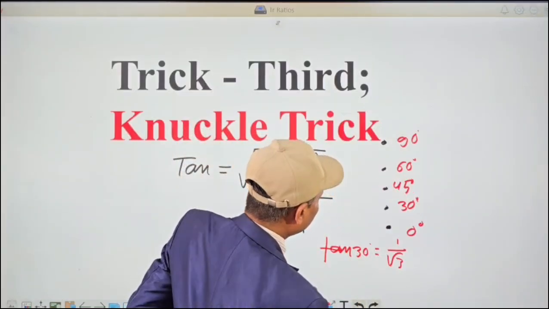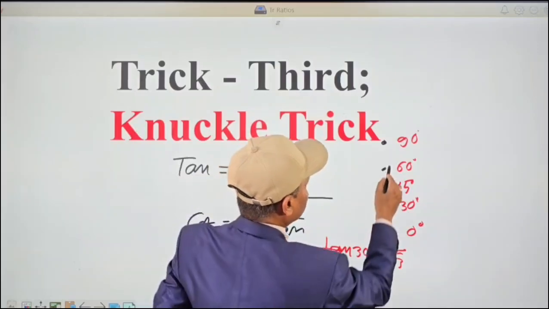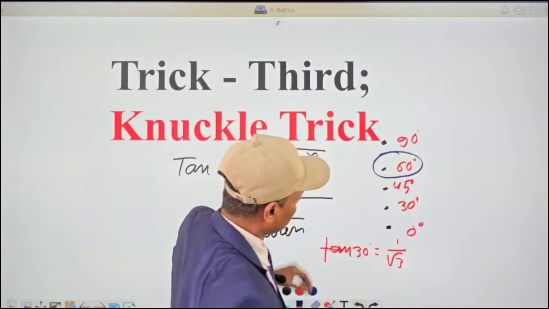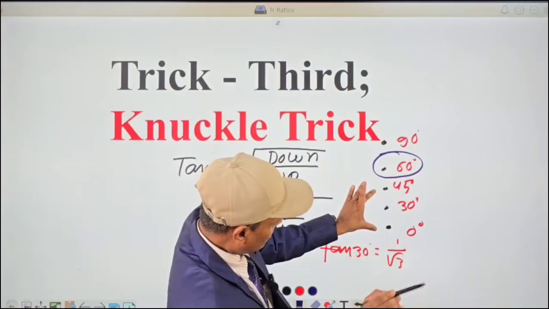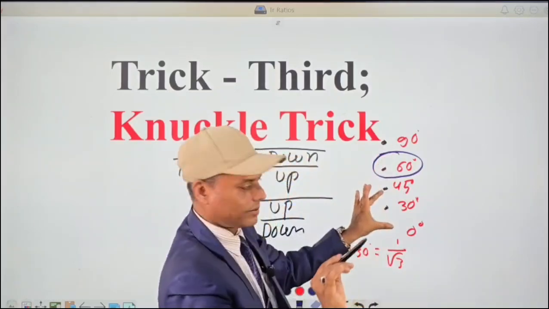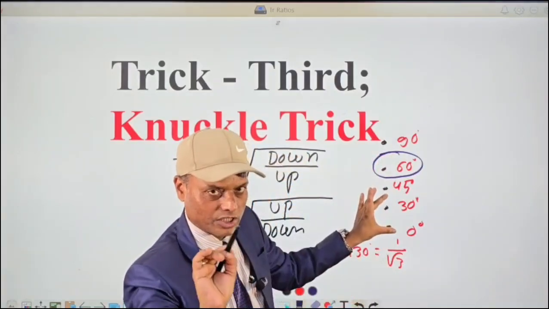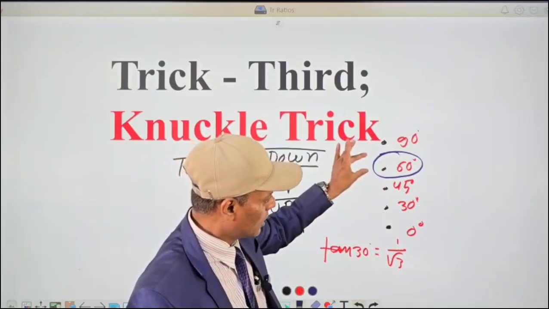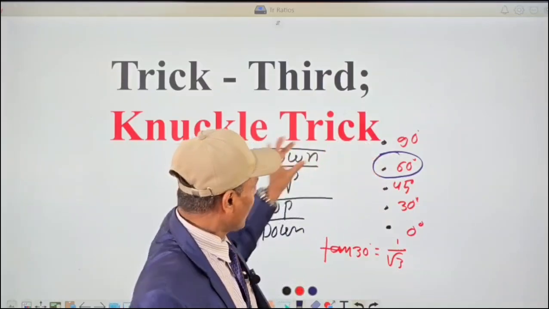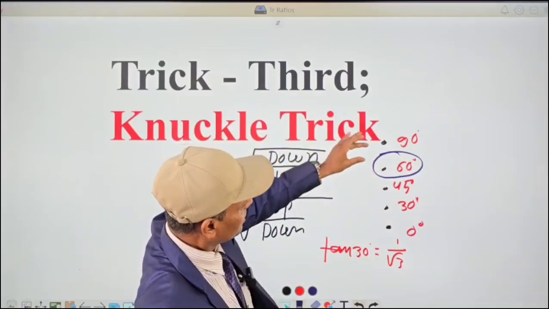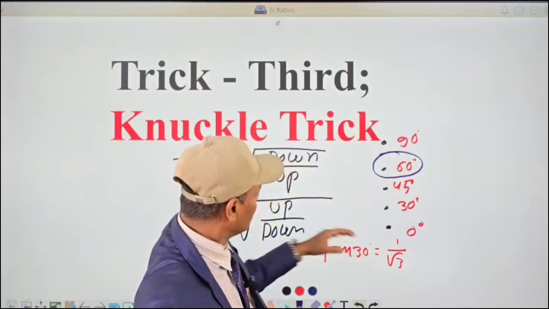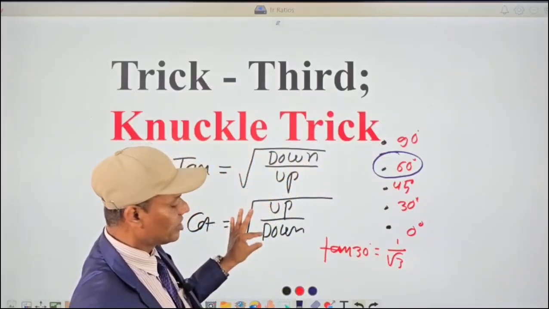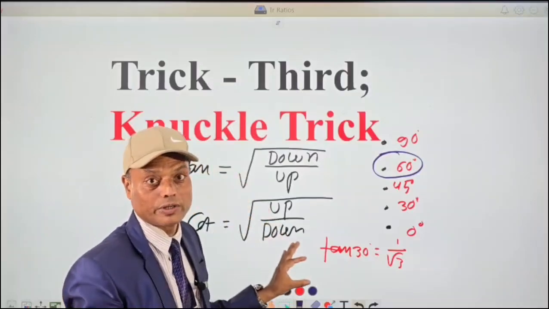Let's find the value of tan 60 degree. Right, how many dots do you have down? 3. So under root 3 by 1, that is root 3. Root 3 by 1 is root 3 itself, isn't it? So tan 60 degree is root 3. And when you find cot 60 degree, it's up by down, so up you have 1 dot, down you have 3. So 1 by root 3 you can write.